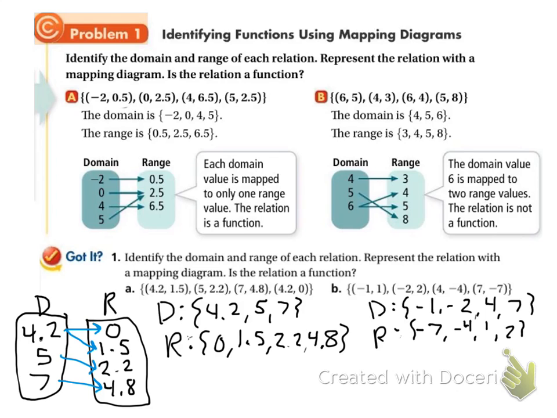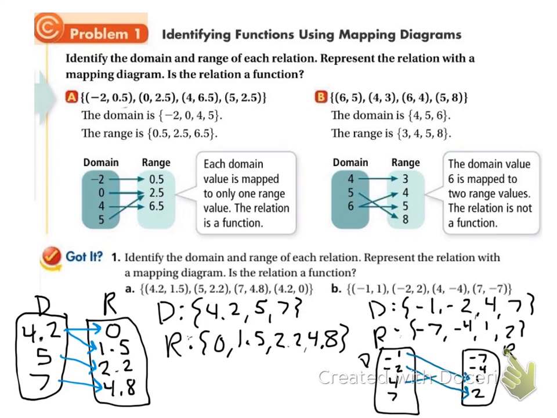My domain, I need a little bit more room. This is my domain: -1, -2, 4, and 7. Going over to my range: -7, -4, 1, and 2. And I'll draw on my arrows. So -1 goes to 1, -2 goes to 2, 4 goes to -4, and 7 goes to -7. So this is a function because every value in the domain, every x, only goes to one y.